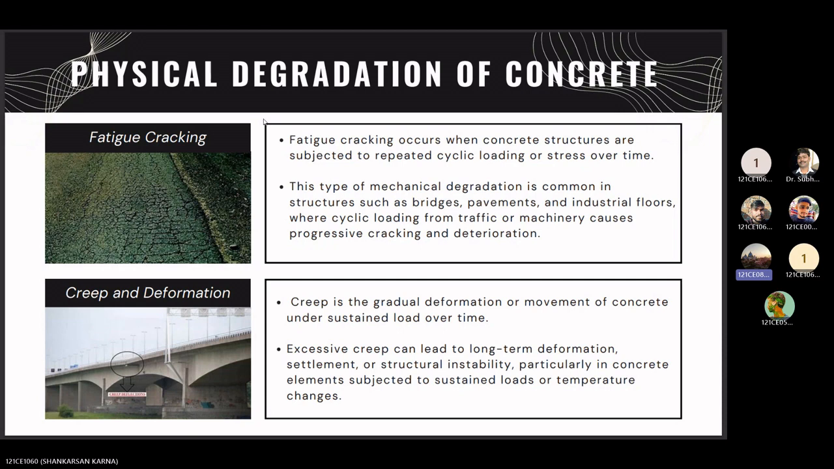Next is creep and deformation. Concrete creep is defined as deformation of a structure under sustained load; basically, long-term pressure or stresses on concrete can make it change shape. This deformation usually occurs in the direction of the force being applied. Excessive creep can lead to long-term deformation, settlement, or structural instability, particularly in concrete elements subjected to sustained loads or temperature changes.